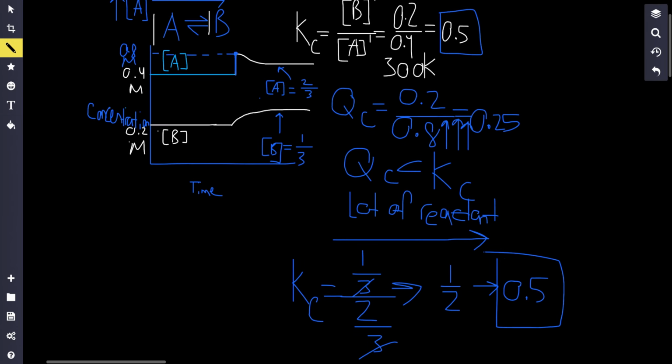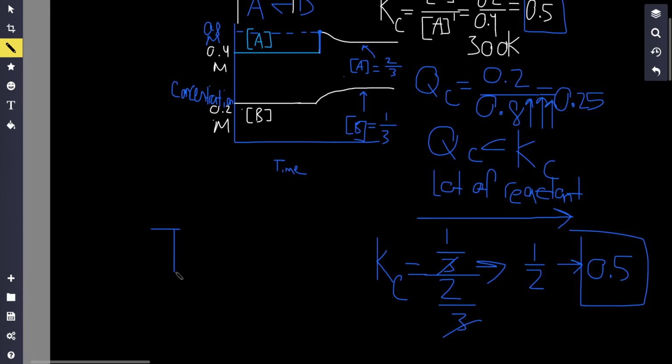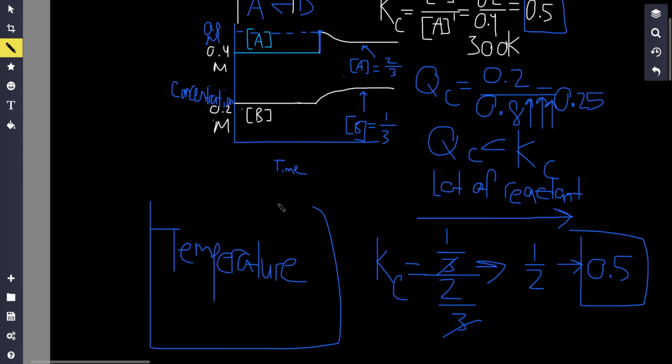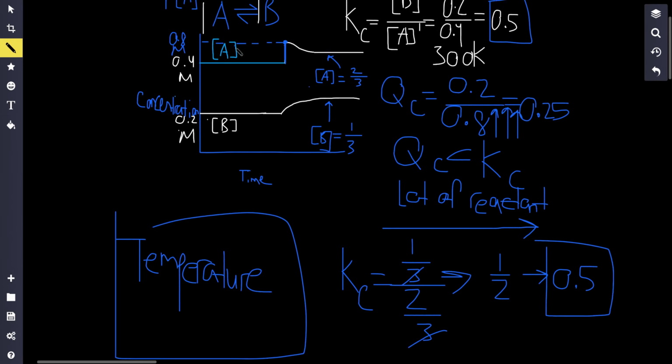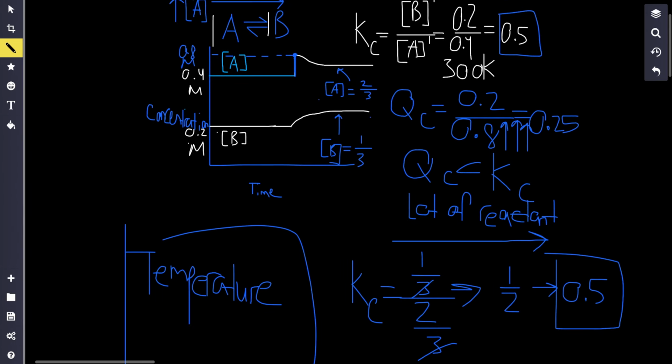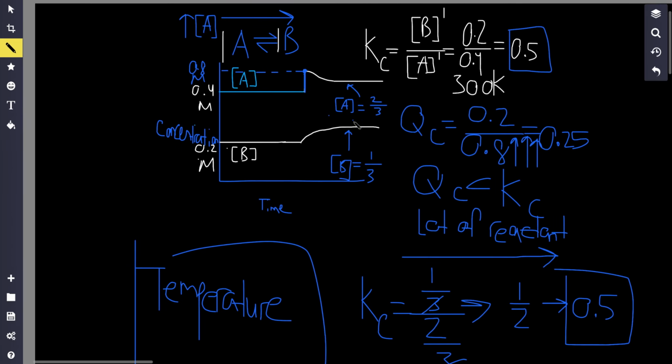Remember, the only thing that changes the equilibrium constant is the temperature, and I will be talking about that in this video. Other than that, pretty much nothing else changes the equilibrium constant, because the reaction is just going to shift back to equilibrium, and the relative ratios of the products and the reactants are going to remain the same. They're going to find some way to restore that.